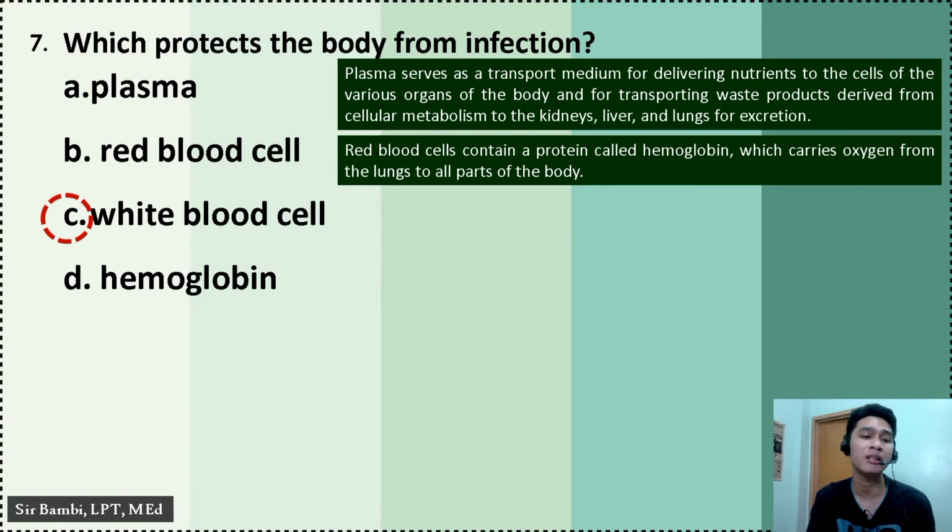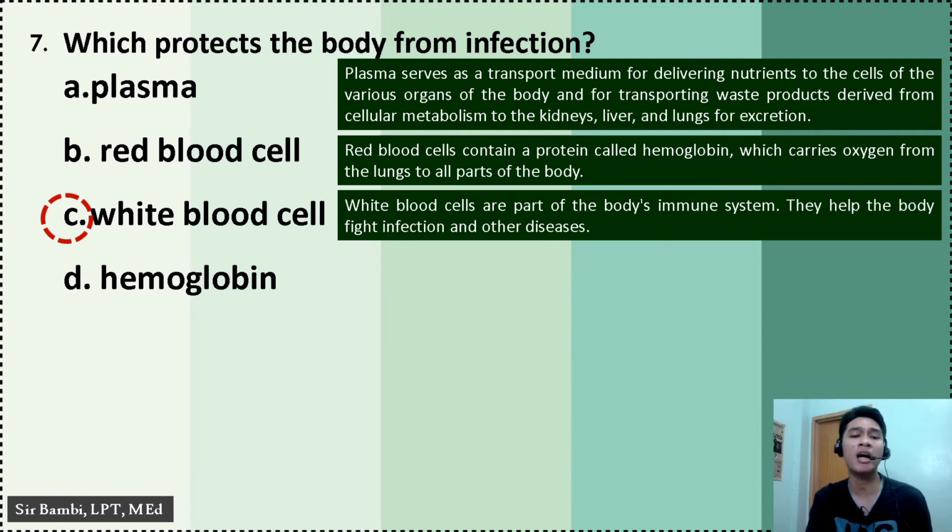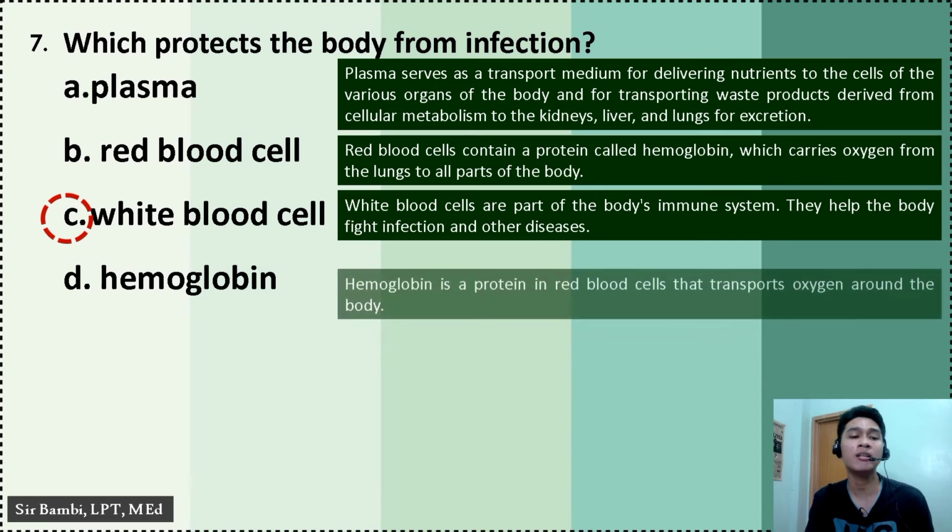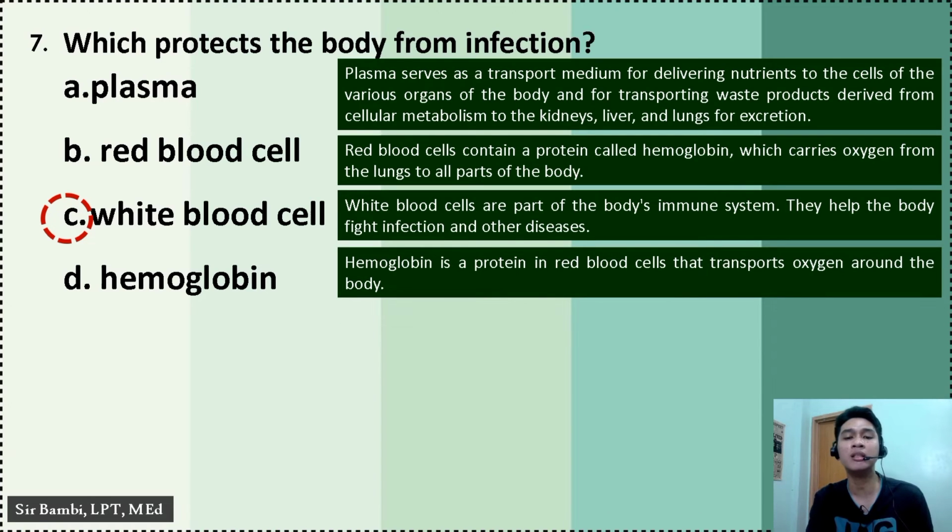And the red blood cell is a type of blood cell that is made in the bone marrow and found in the blood. Red blood cells contain a protein called hemoglobin, which carries oxygen from the lungs to all parts of the body. Then the white blood cell is a type of blood cell that is made in the bone marrow and found in the blood and lymph tissue. White blood cells are part of the body's immune system. They help the body fight infection and other diseases. Then the hemoglobin is a protein in red blood cells that transports oxygen around the body.